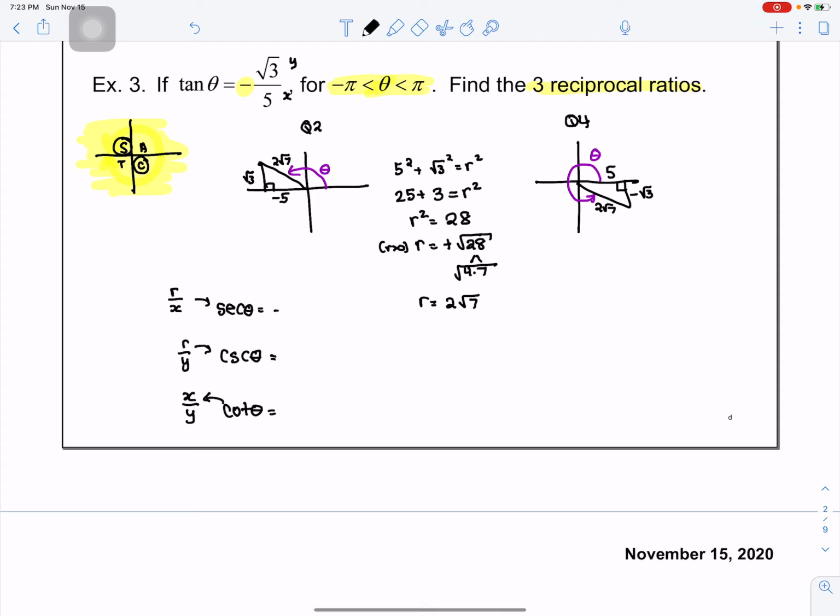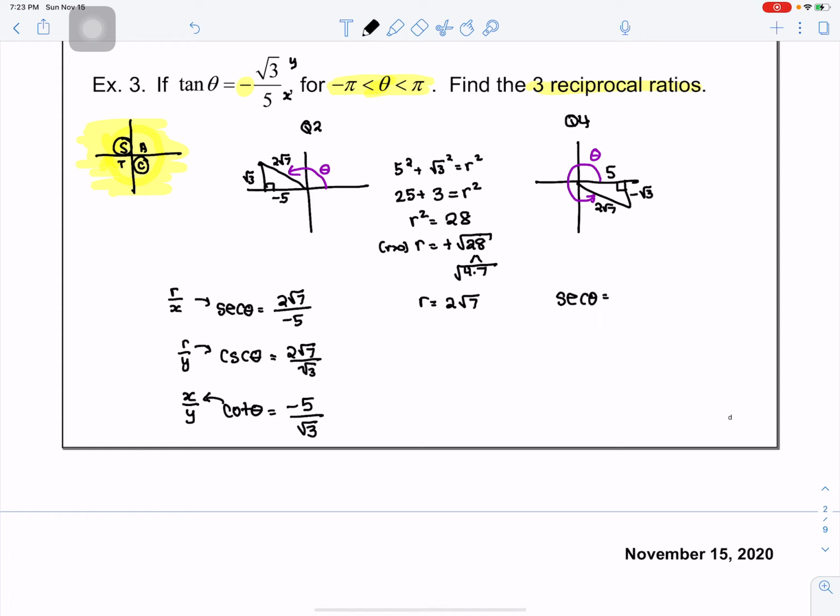Okay, so secant of my triangle would be my r value divided by my x. My cosecant would be r divided by y, and then my cotan would be the x divided by the y. And so those are my 3 ratios in exact form. It is always expected that these answers are given in exact form.